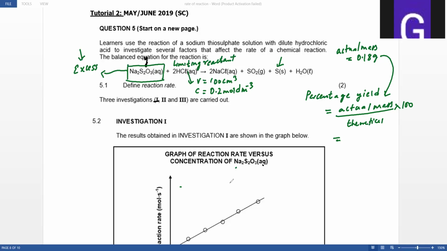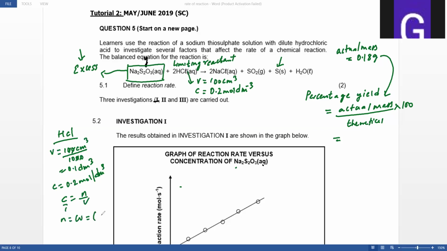So we're going to say, okay, fine. We have the information for hydrochloric acid. We know the volume. The volume is 100. We're going to divide that by 1,000, which will be 0.1 decimeter cubic. Concentration we know is 0.2. Then we're going to say concentration is the number of mole over volume. Then we make N the subject. So it's N equals CV. The C is 0.2. The volume is given as 0.1.